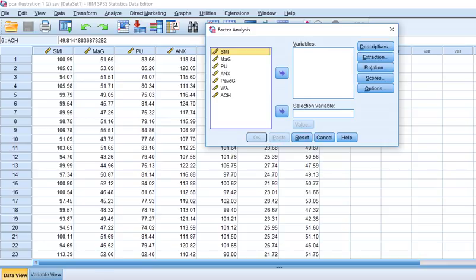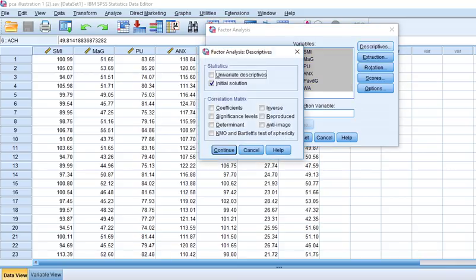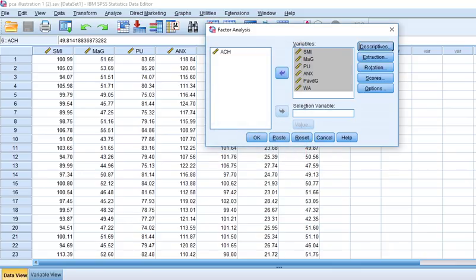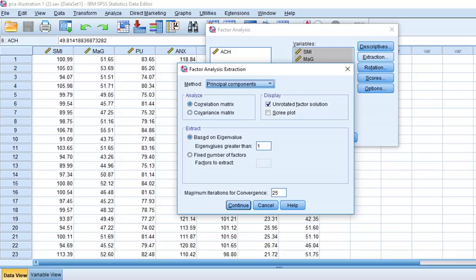We'll highlight all of our variables that we want to include in the components analysis. So I've got all of my variables included, and I'm going to go to Descriptives, and I'll ask for univariate descriptives. Some other things you might ask for: KMO and Bartlett's test, maybe the determinant, and we'll just stick with that. We'll click on Continue, and under Extraction you'll see the method is principal components. We'll click on Scree plot, and then we'll leave the eigenvalue rule as it is.